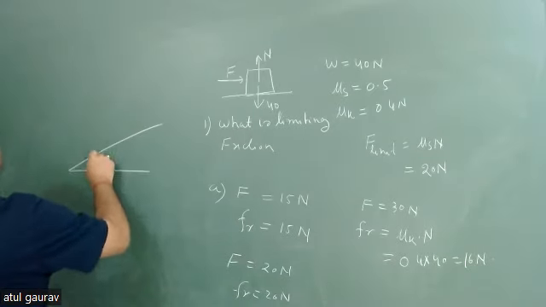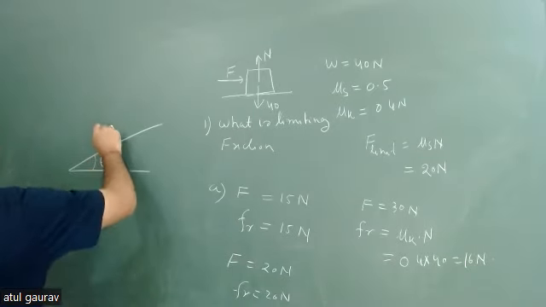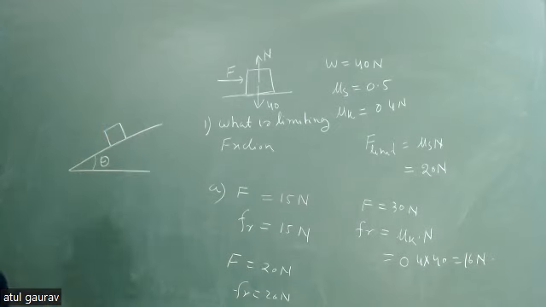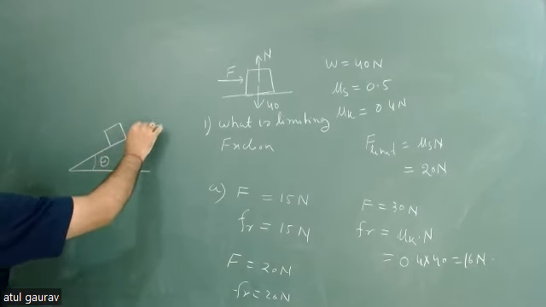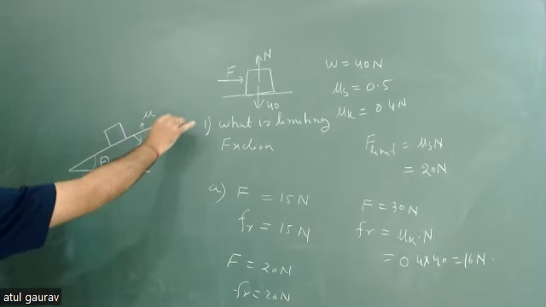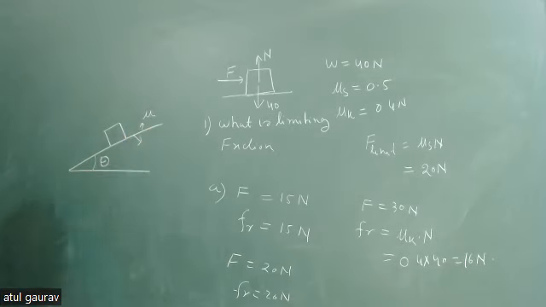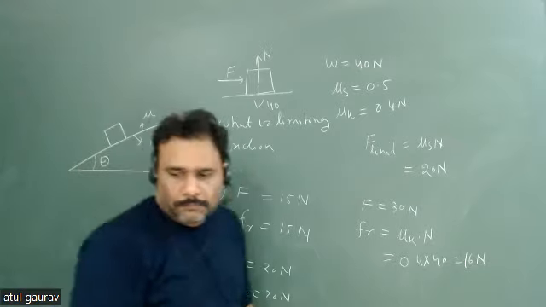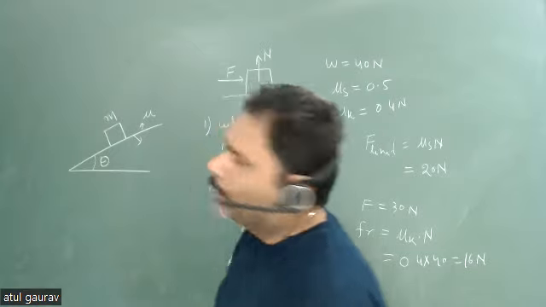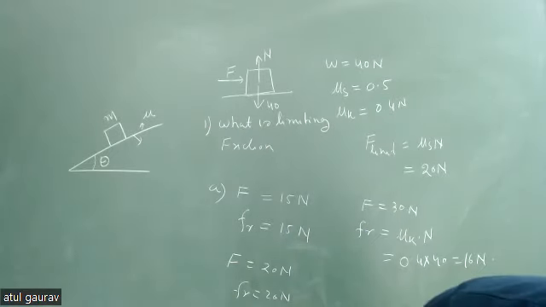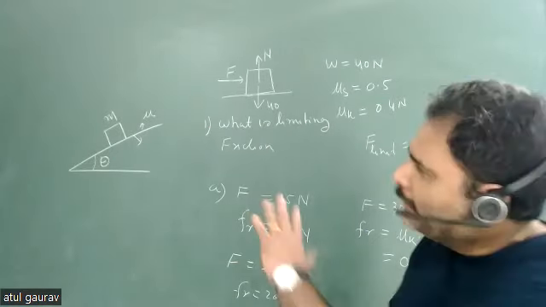One of the very famous questions in your +2 textbook: there is a wedge at angle theta. I think you have done this experiment in your +2 also. You can vary the theta, and mu is the static coefficient of friction. What will be the value of theta such that the mass m will just fall down? What will be the critical angle theta?